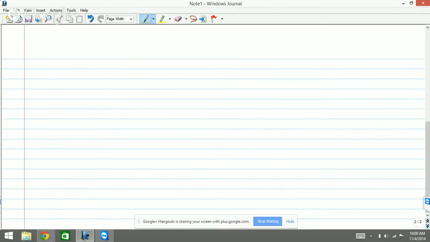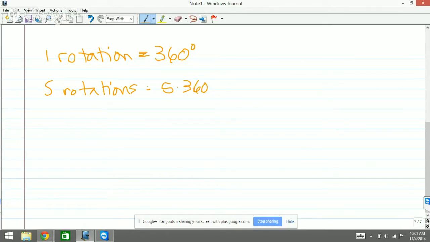How many degrees are there in a rotation? You all know that, right? One rotation is 360 degrees. Can I trust that you know how to calculate the degree measure for 5 rotations? It's just five rotations.